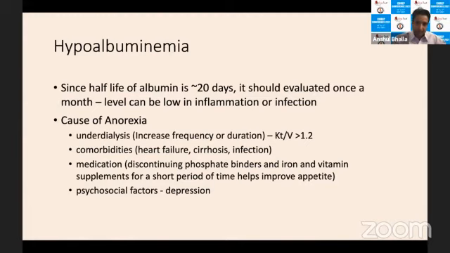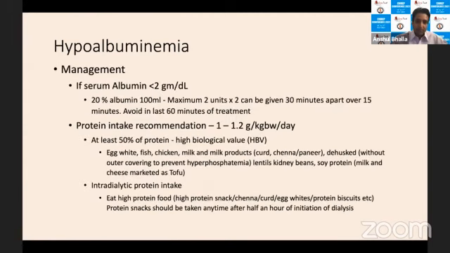Or are they depressed? Depression is a big risk factor for hypoalbuminemia because of anorexia. So if the albumin is really low, less than 2, then they can receive 20% albumin, 100 ml, and can give 2 doses 30 minutes apart.